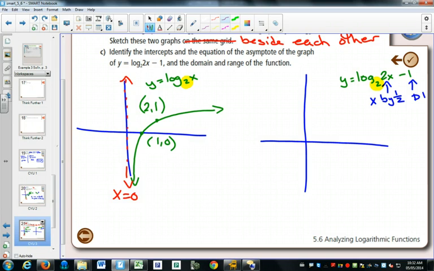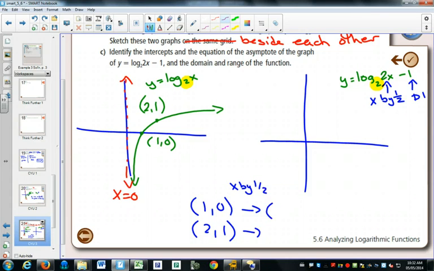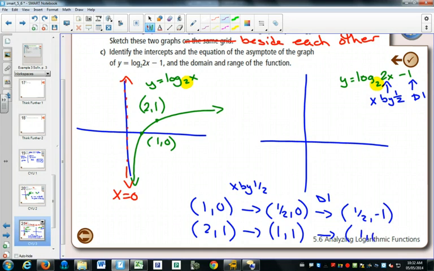So let's look at our 2 points. We have 1, 0, and we have 2, 1. You do all your stretches and reflections first. We just have 1, which is x by a half. And then we move it down 1. And we get our new points.